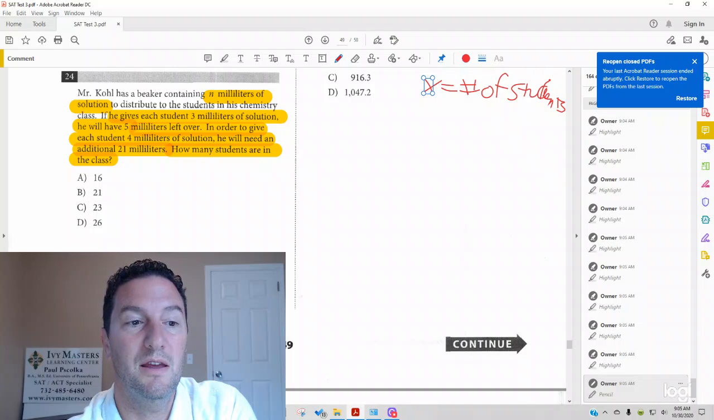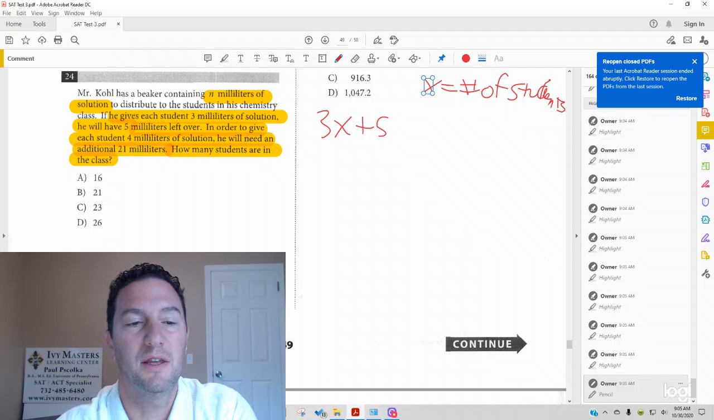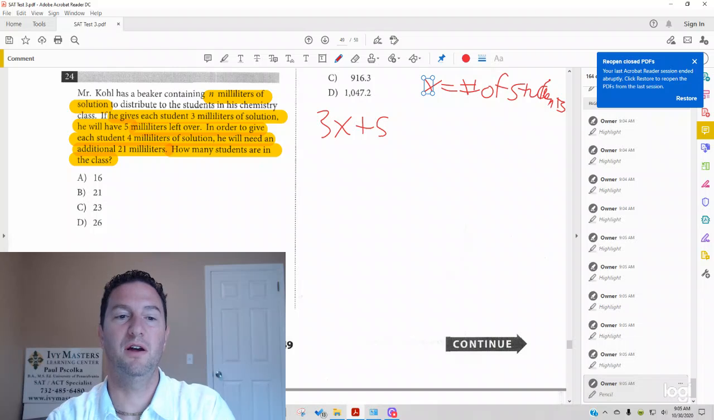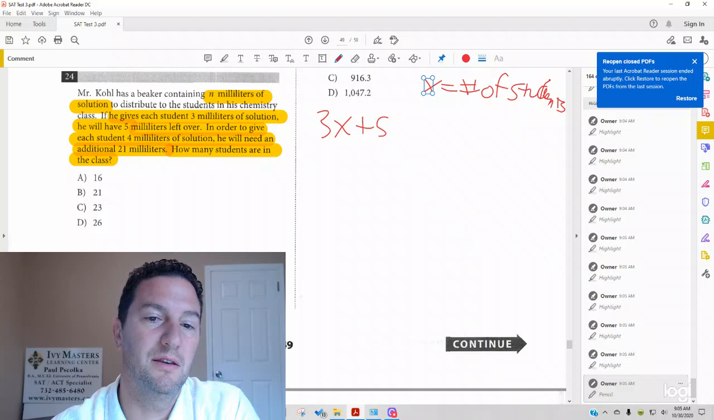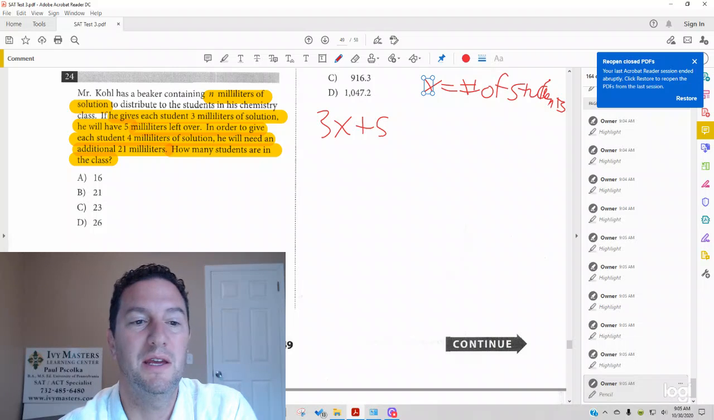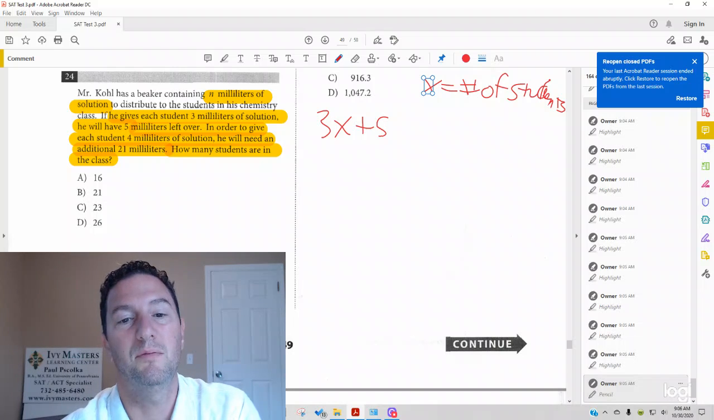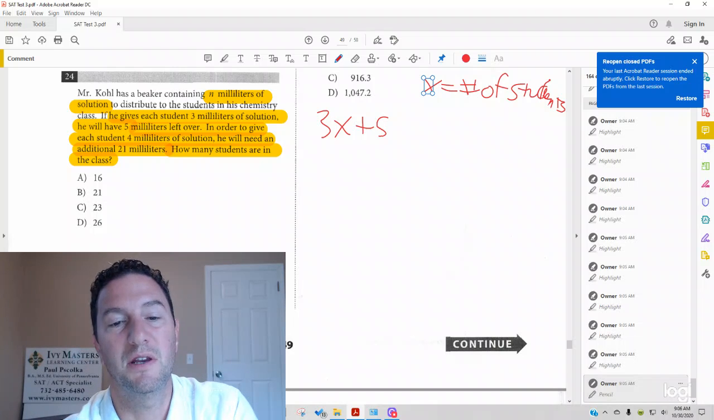If he gives each student 3 milliliters of solution, he'll have 5 milliliters left over. In other words, if x is the number of students, he gives 3 milliliters to each of them, and then he's going to have 5 left over. That's going to be 3x plus 5. Why? Because if you multiply the number of students by 3 and then add 5, you're going to get the number of milliliters. That's actually going to be n.